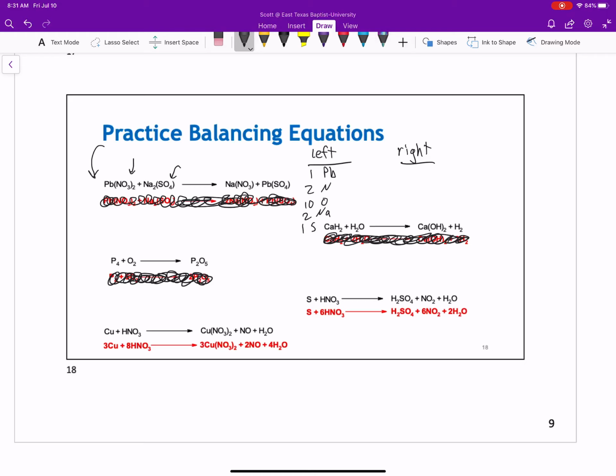Now on the right-hand side, I see 1 sodium, I see 1 nitrogen, I see 3 plus 4, so 7 oxygens. I see 1 lead and 1 sulfur. Sorry, I didn't write that small enough. Now, what we have to do is make sure both sides equal the same.